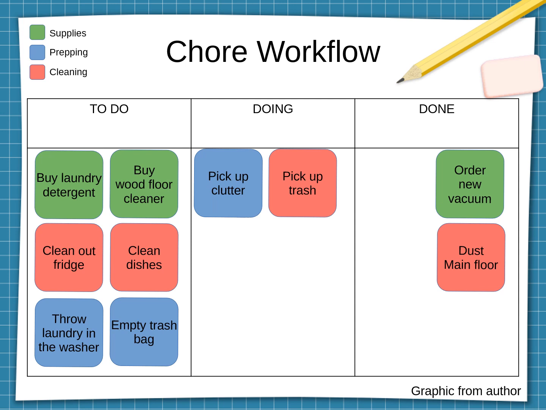For this example, I categorized the cards as green for supply items like buying laundry detergent or wood floor cleaner, or maybe you need a new mop. Blue for any prep tasks that need to be done before actual scrubbing, so things like picking up the laundry before you can put it in the wash, and red for actual cleaning tasks.